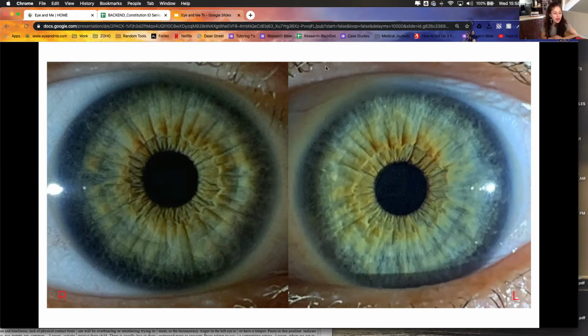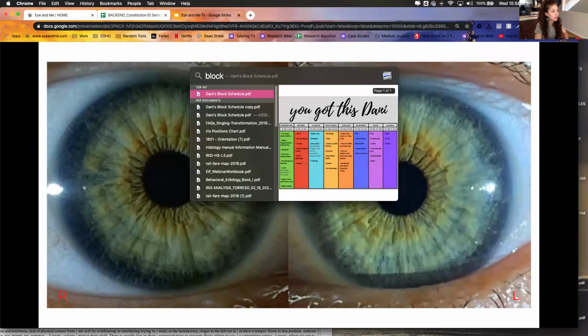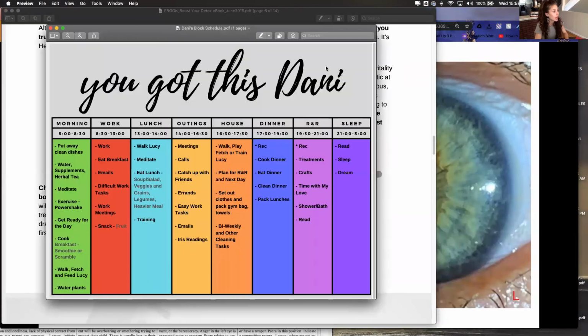So I think that's an area of opportunity for you, is a little more structure. So let me give you an example. I'm even going to pull it up for you. I have what I call a block schedule.